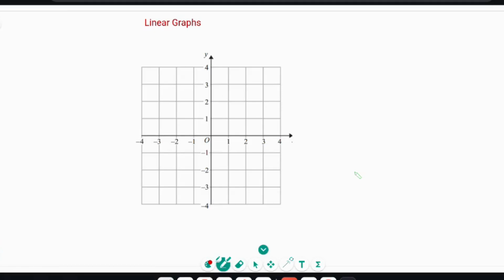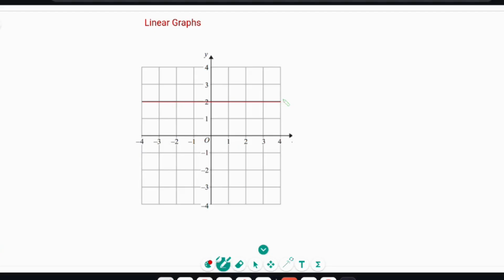In this recording, we will look at linear graphs, specifically horizontal lines and vertical lines. A linear graph is a straight line graph. You might be asked to find the equation of a linear graph, so the equation of a straight line. So what is the equation of this straight line?